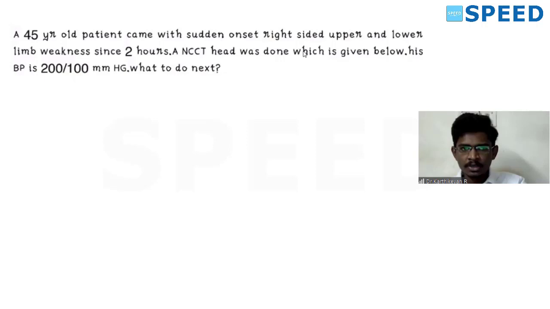Options are: A, go for thrombolysis with IV alteplase as it is within window period. Option B, control BP first by giving labetalol and then go for thrombolysis. Option C, don't thrombolyze the patient as the CT scan shows bleed. Option D, try for mechanical thrombectomy in this patient.